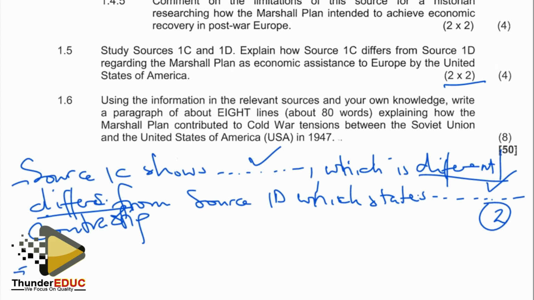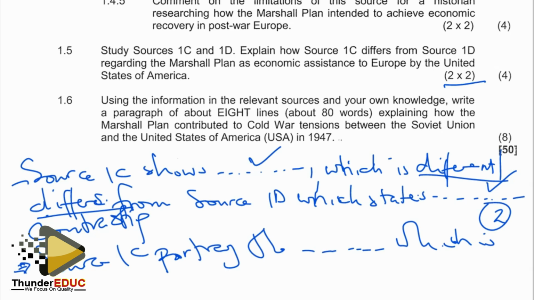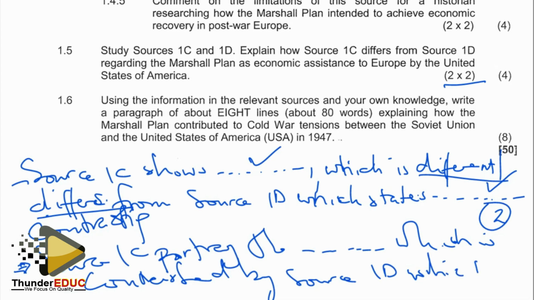You need to go and find another difference. You go again to source 1C, find something. Source 1C portrays the US dollar as something, which is contrasted by source 1D, which says whatever I said in source 1D. You get 2 marks. Okay, so at the end you end up getting a total of 4 marks by giving 2 responses where you figure out what is in one source and the other source. You again go to find another example of what is in source 1C and another example of what is in source 1D. This is 2 marks, this is 2 marks to give you a total of 4 marks.